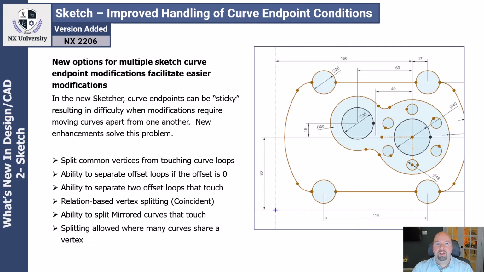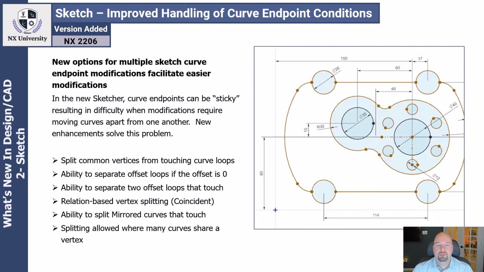Okay, next we'll take a look at an additional sketch improvement here. Improved handling of your curve endpoint conditions, also introduced in NX 2206. This new option is going to allow and facilitate easier modifications inside of your sketches. Inside the new sketcher, those curve endpoints can tend to be sticky, which would result in difficulty when you need to make modifications to move your curves apart from one another. Some new enhancements inside the solver will solve this problem.